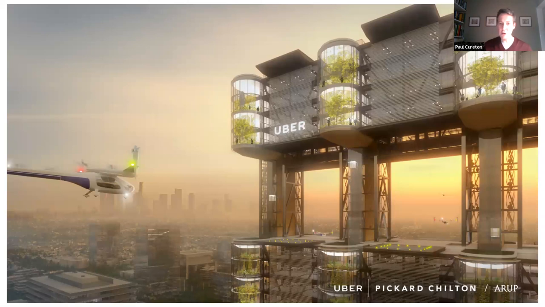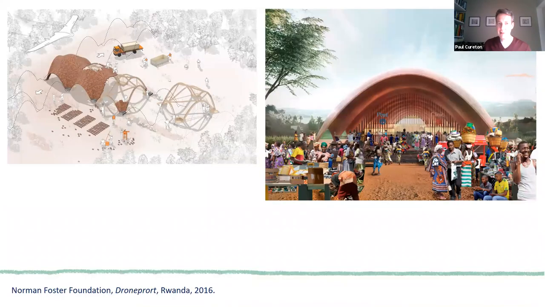Then you've got these Uber Elevate summits happening every year where they think, okay, what are we designing? We need a whole new mobility system by architects, planners, and landscape for our cities. So how on earth is it going to impact our built environment? How are we going to do these things? And that's really interesting about these new mobilities. Again, another drone port in Rwanda by the Norman Foster Foundation. These new nodes and congregation points are coming through.